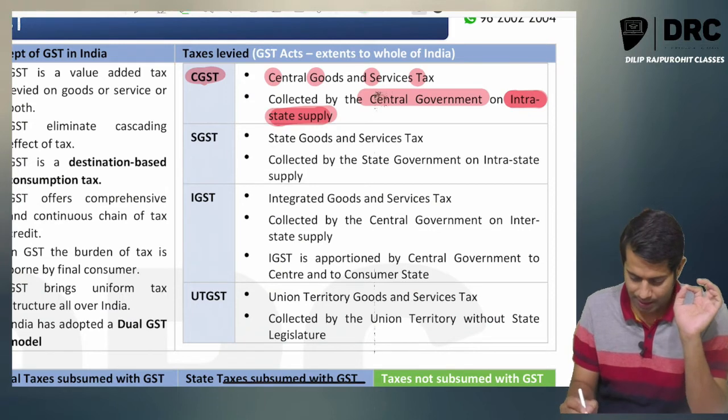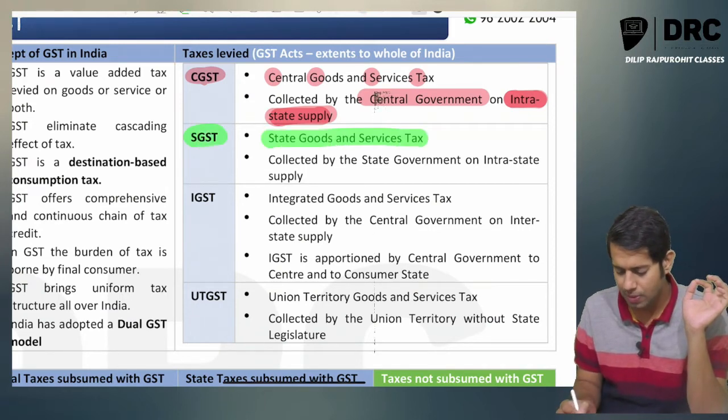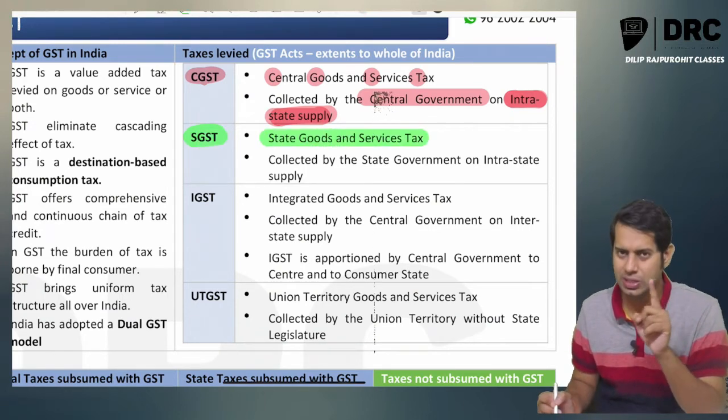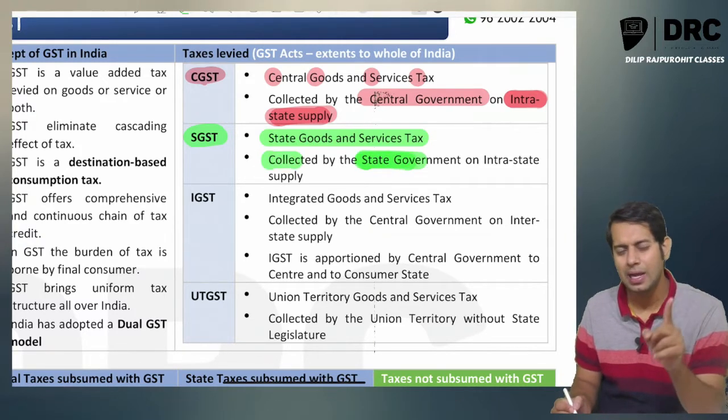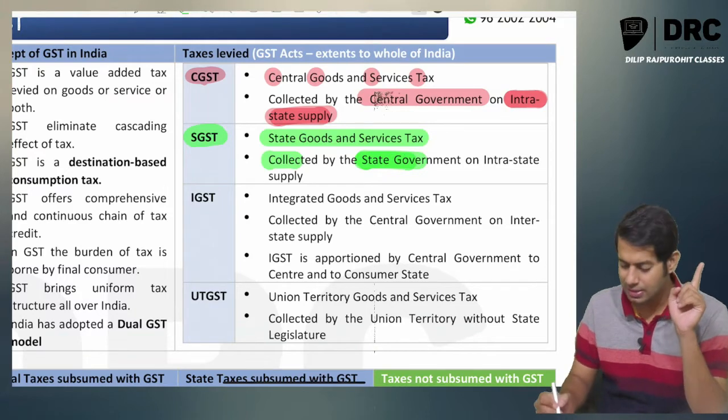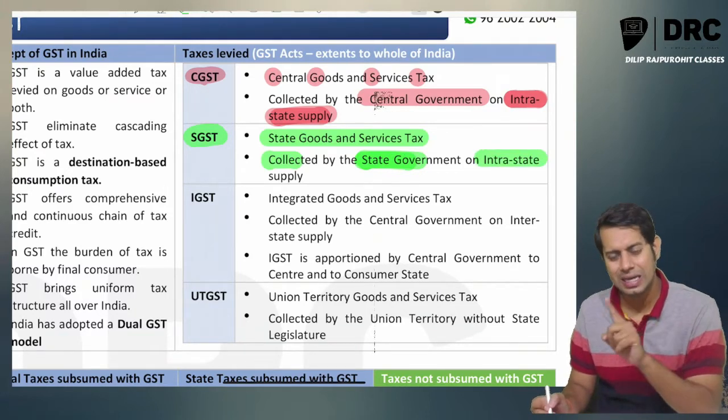Central government. Then we have SGST. What do you mean by SGST? State Goods and Services Tax. It is collected by whom? The state government. And when does the state government collect this? Whenever you are making an intrastate supply.